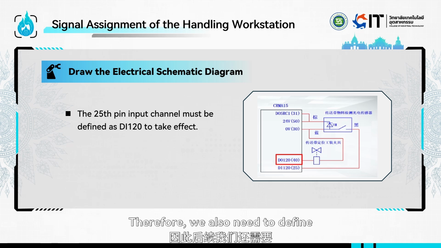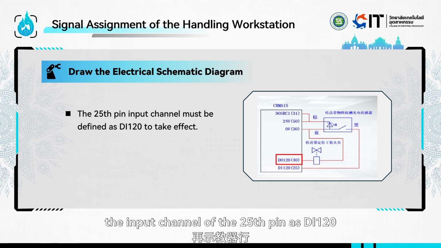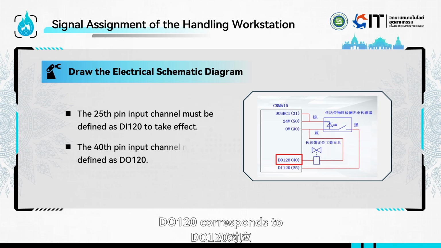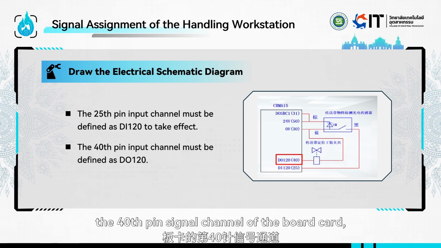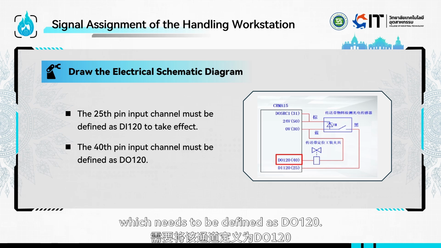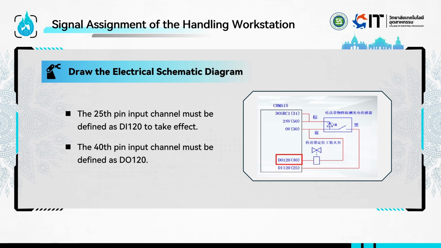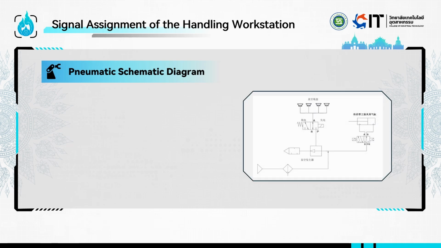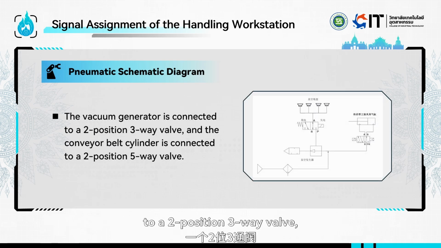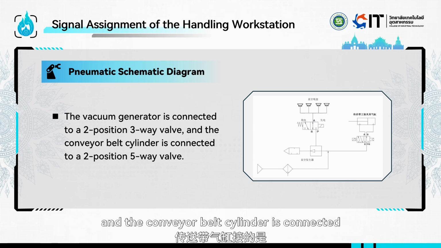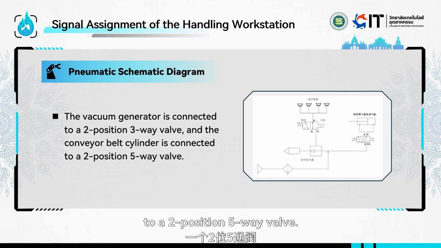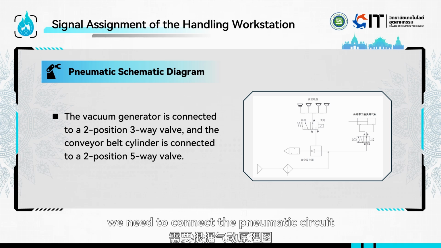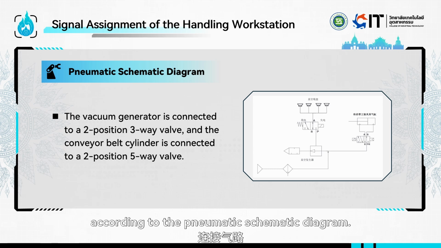Therefore, we also need to define the input channel of the 25th pin as DI120 in the teach pendant for it to take effect. Similarly, DO120 corresponds to the 40th pin signal channel of the board card, which needs to be defined as DO120. Next, let's look at the pneumatic schematic diagram. The vacuum generator is connected to a 2-position 3-way valve, and the conveyor belt cylinder is connected to a 2-position 5-way valve. Subsequently, we need to connect the pneumatic circuit according to the pneumatic schematic diagram.